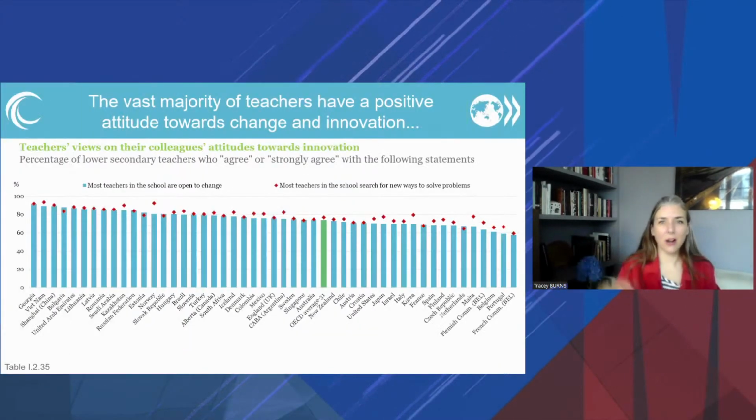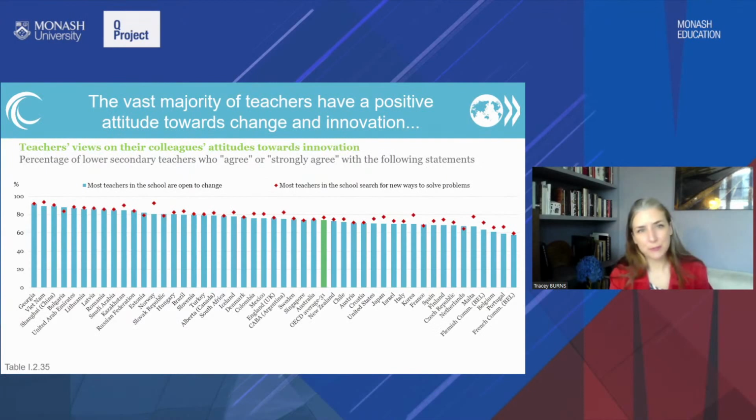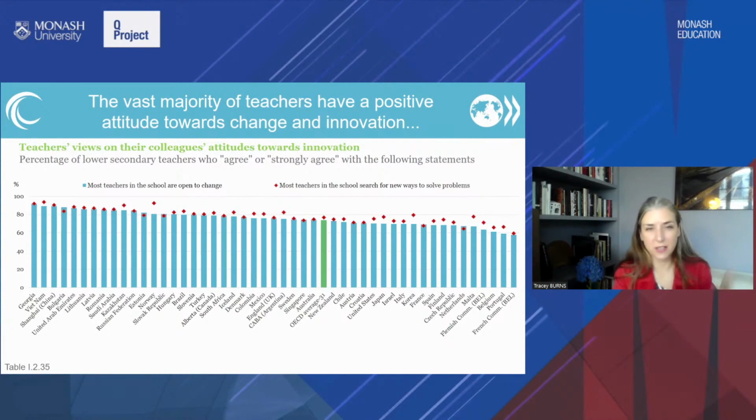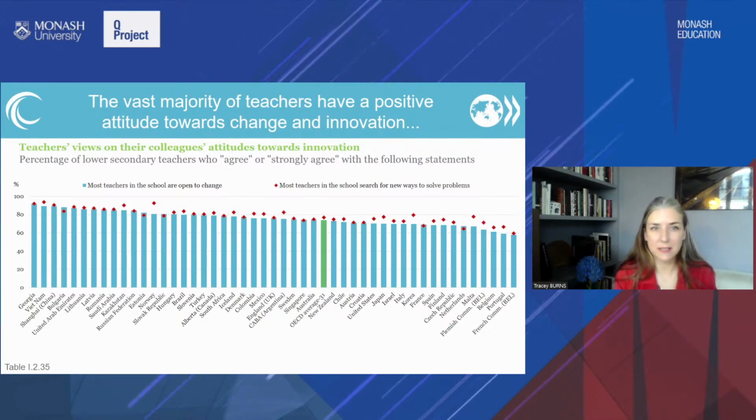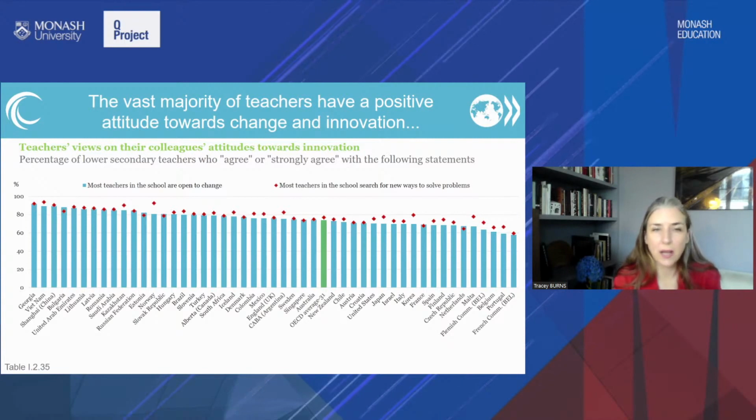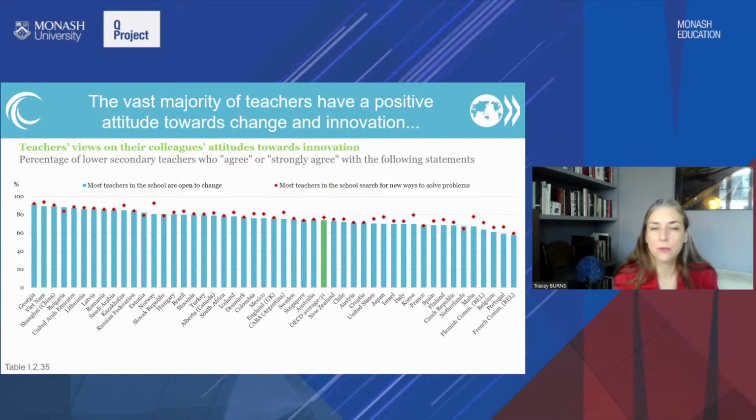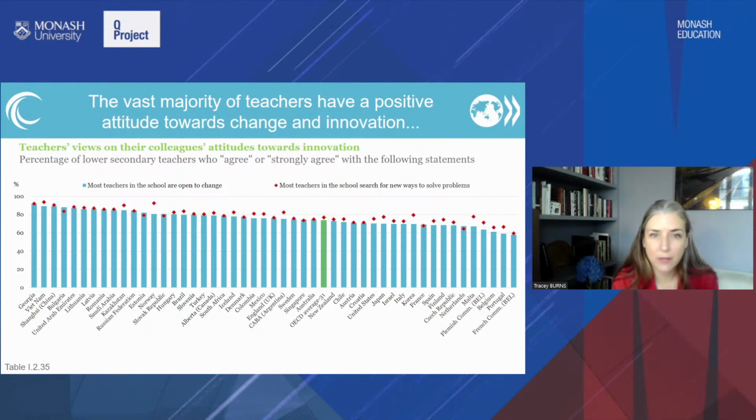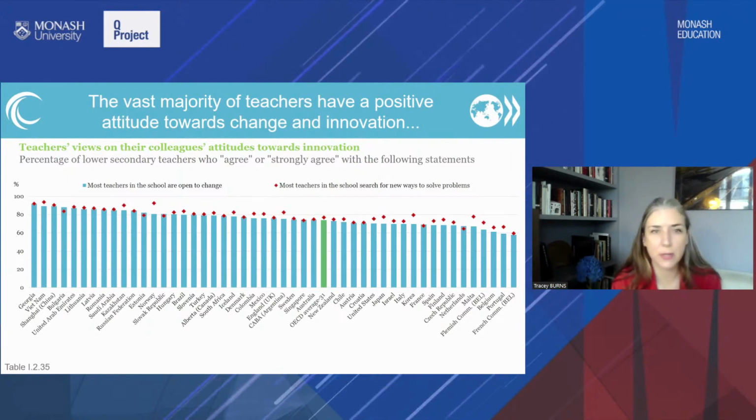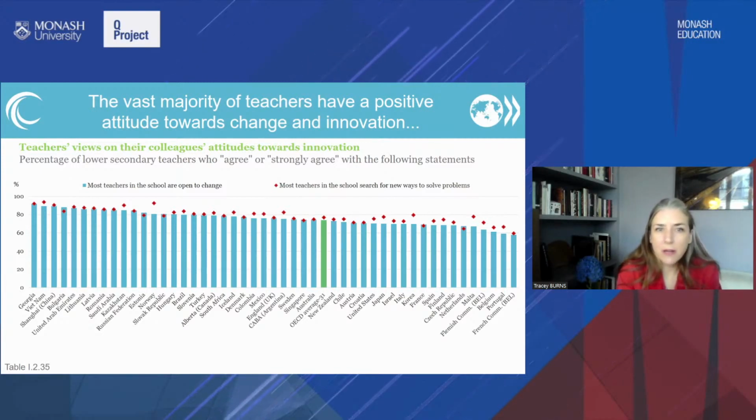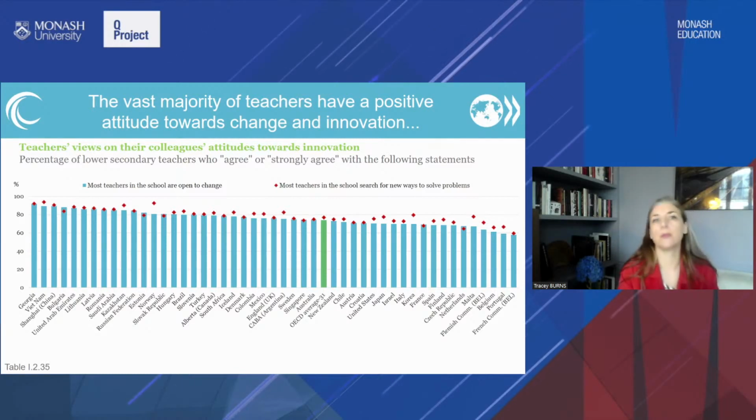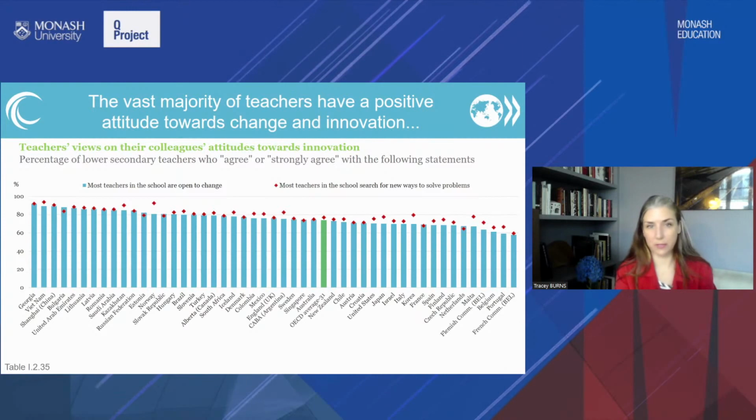The good news is, if we look at our international data on teachers, the vast majority of teachers have a positive attitude towards change and innovation. This is our Teaching and Learning International Survey. This is self-report. Teachers are asked, are most teachers in your school open to change? And are most teachers in the school searching for new ways to solve problems? The OECD average is in green, and Australia is just to the right of that. You can see a number of other countries across the spectrum. And the good news is the answer is, on average, yes. Over 80% are saying yes, they're open to change. They're looking for new things. And so that's a power and an opportunity that can be harnessed.